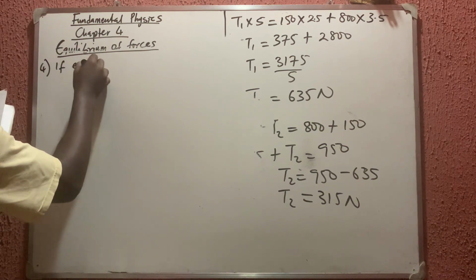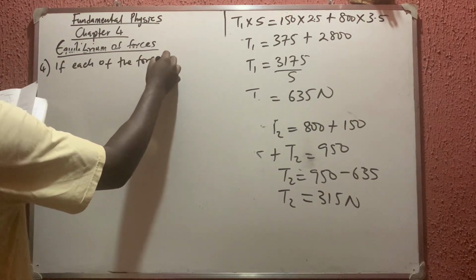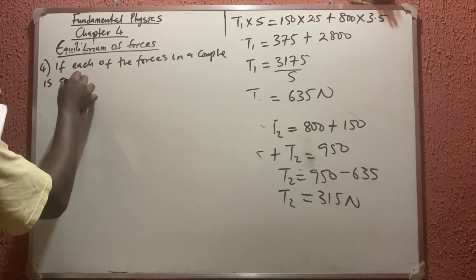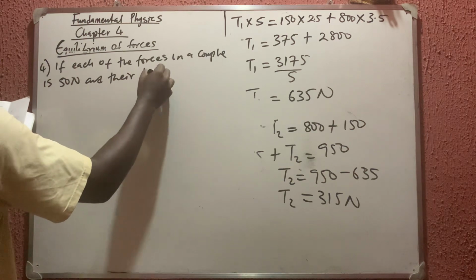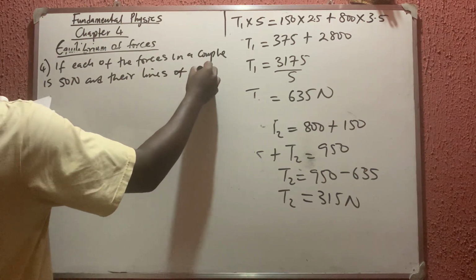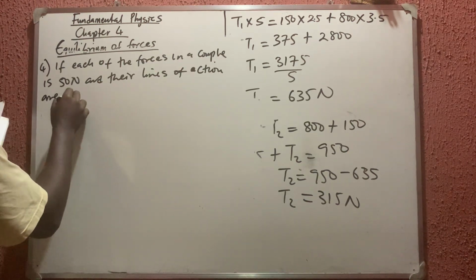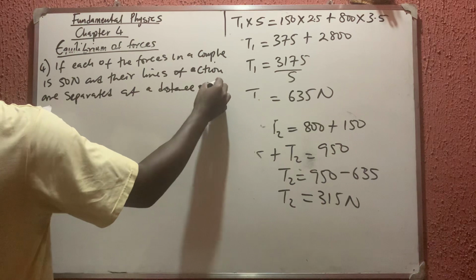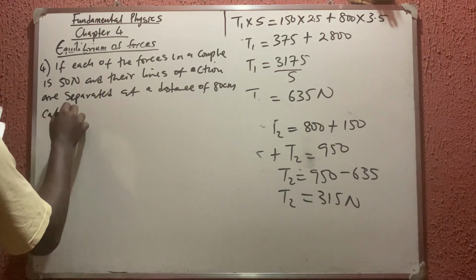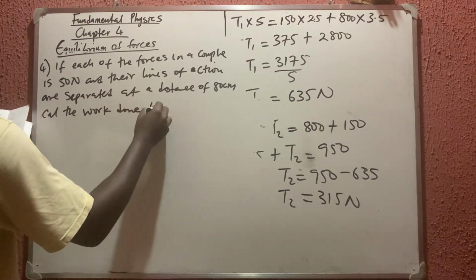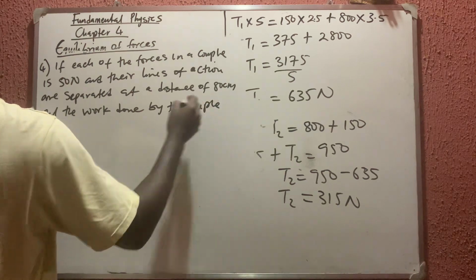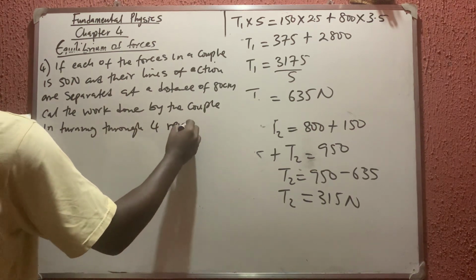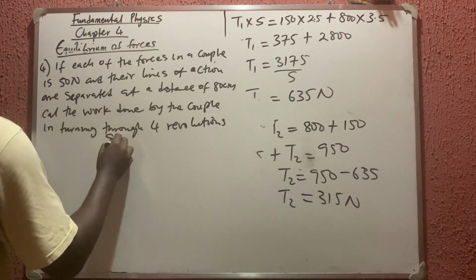It says, if each of the forces in a couple is 50 Newton and their lines of action are separated at a distance of 80 cm, calculate the work done by the couple in turning through 4 revolution. Okay, solution.